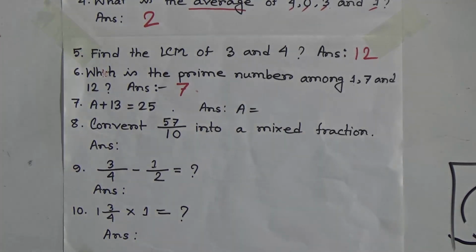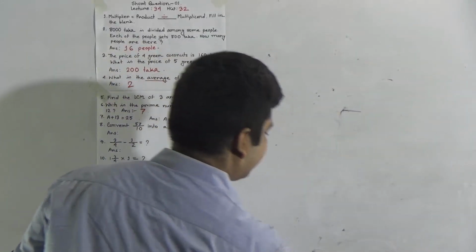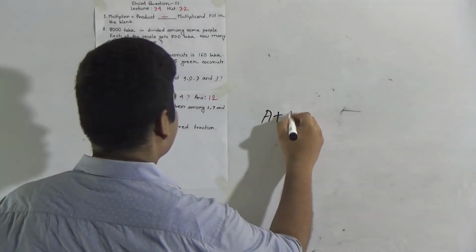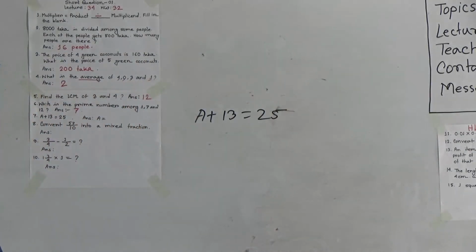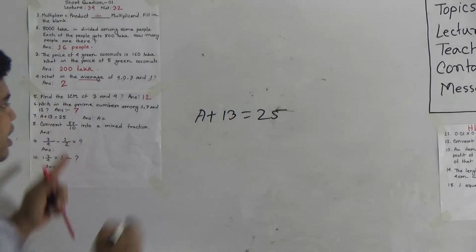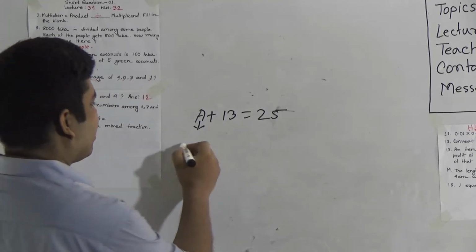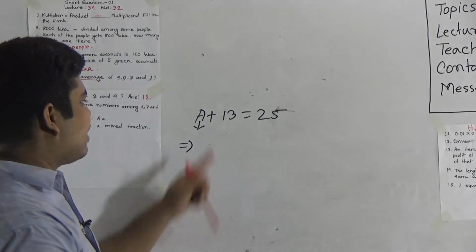Next one. Notice a plus 13 equals 25. We need to find out the value of a. My dear student, here you notice a is an unknown value. It is called a variable. Notice a plus 13 equals 25. My dear students, in chapter 4 we have already learned this. Okay, a is the unknown term. We need to find out the value of a. How can we do it? Notice on the left hand side a plus 13, but we need the value of only a.